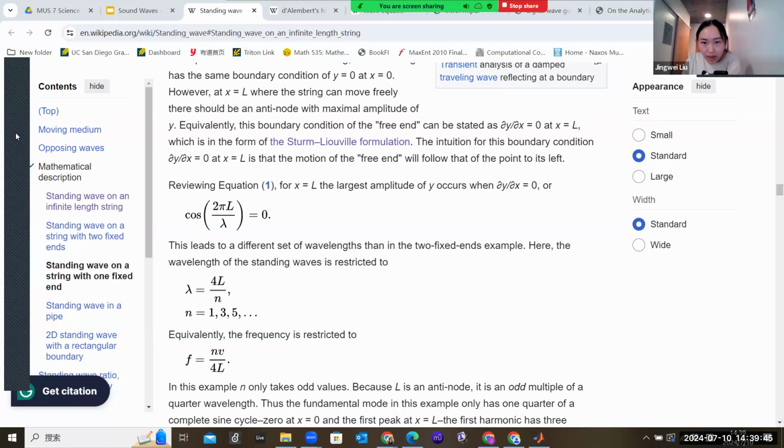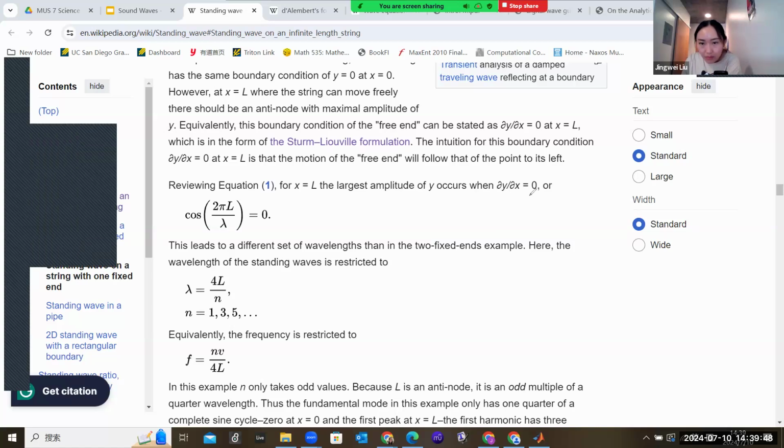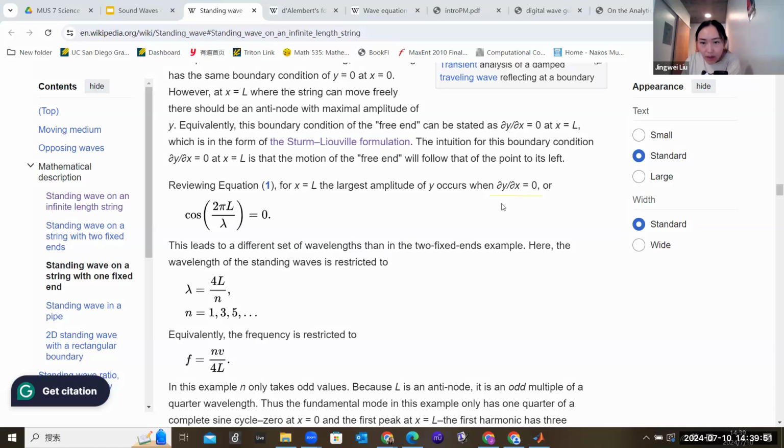Actually, the relationship is that at the free end, the derivative of y over x is 0. Therefore, we know the derivative of sine is cosine, so cosine is equal to 0. And if cosine is 0, then this term 2 pi L over lambda equals pi over 2 times (2n minus 1), not pi over 2 times n.